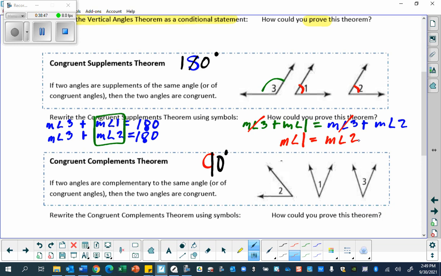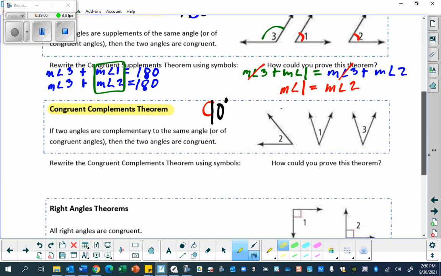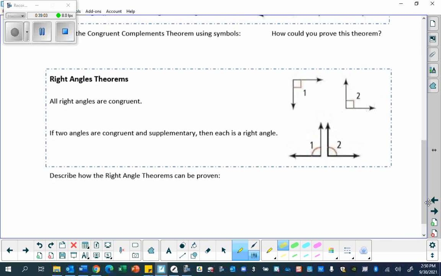The same conversation can happen with the congruent complements theorem. If two angles are complementary to the same angle, they're going to be congruent. Theorems are ideas that we can prove using the postulates and definitions that we already have. And I just want to finish up real quick and talk more about the right angle theorems. There are two that you're going to be using all the time. All right angles are congruent. And if two angles are congruent and supplementary, then each is a right angle.